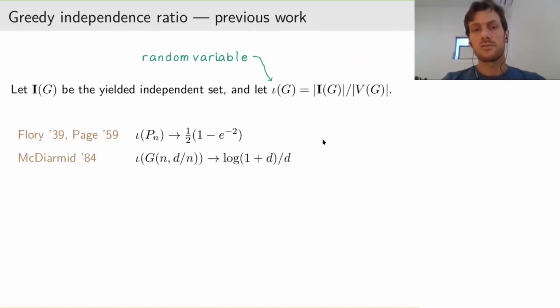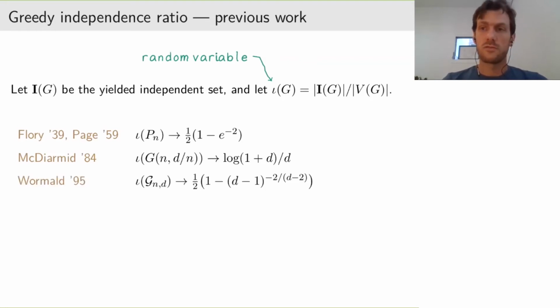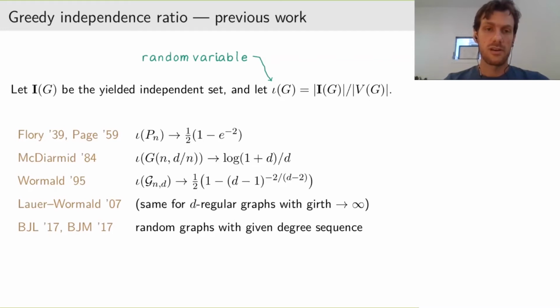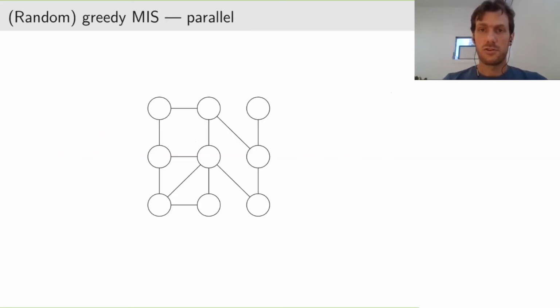Later on, combinatorialists have studied it for various random graph models: McDiarmid for the binomial random graph with linear edge density, Wormald for the random regular graph, and later extended with Lauer for deterministic irregular graphs with an exploding girth. And quite recently, two distinct groups, Brightwell, Janson, and Luczak, and independently Bermolen, Jonckheere, and Moyal, studied it for a uniformly chosen random graph with a given degree sequence. Before discussing our contribution, let me give yet another, equivalent formulation of the same model.